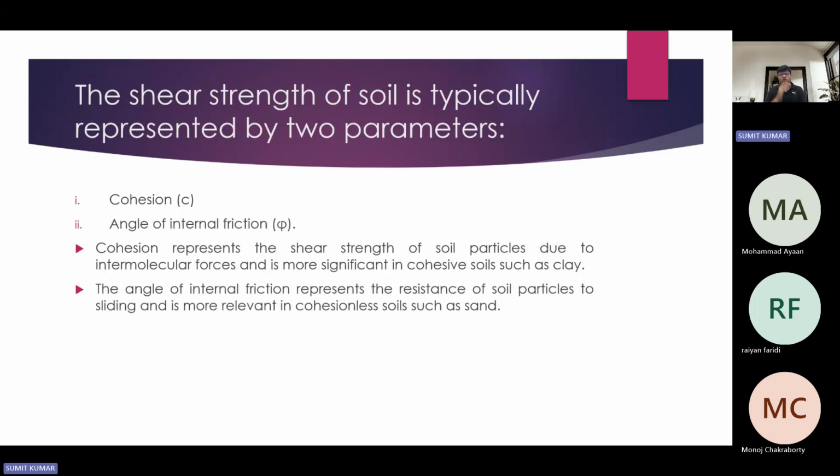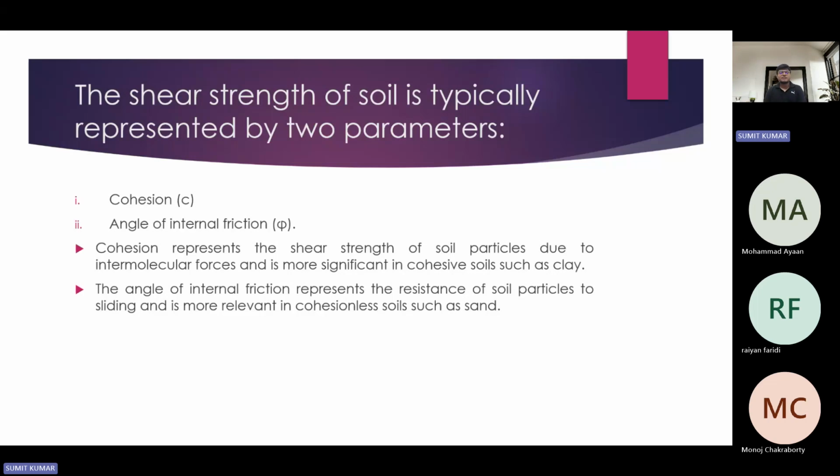Now, the shear strength of soil is typically represented by two parameters, as I have said: the shear strength parameters, that is, the cohesion and angle of internal friction. Now, how do cohesion and angle of internal friction contribute to the shear strength of soil? Cohesion represents the shear strength of soil particles due to the intermolecular force and is more significant in cohesive soil such as clay, because in clay this intermolecular force gets developed widely because of the cohesive characteristics of the soil particles.